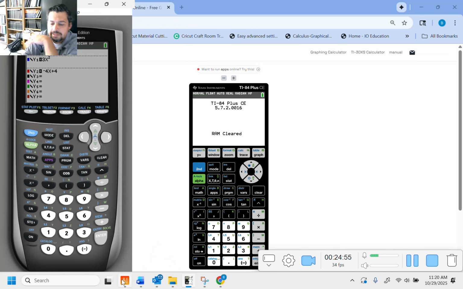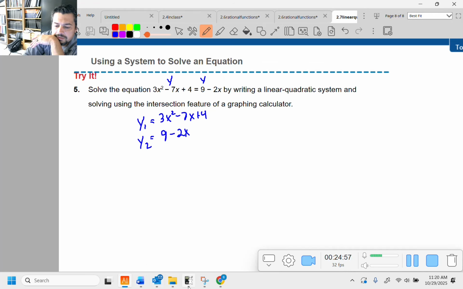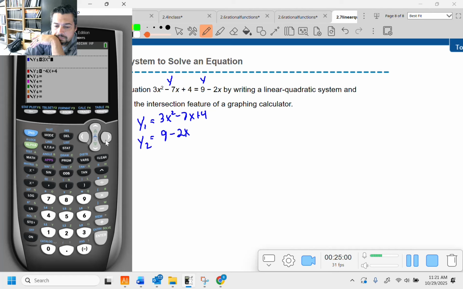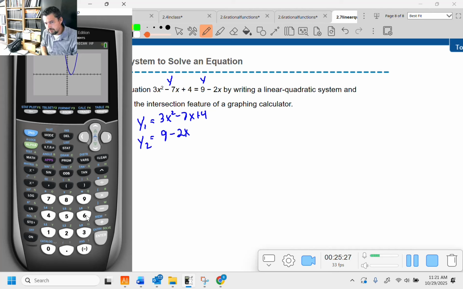Anyways, back to what I had here. 3x squared minus 7x plus 4. And the other one is simply 9 minus twice x. Do a zoom 6, because if you were playing along with me on the last one, you've already got a different window setting. Zoom 6 restores defaults. And it's usually good enough. Usually. On this one, it should be.